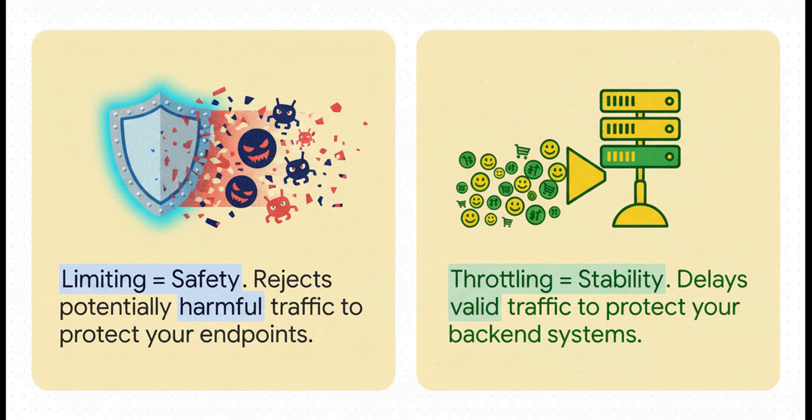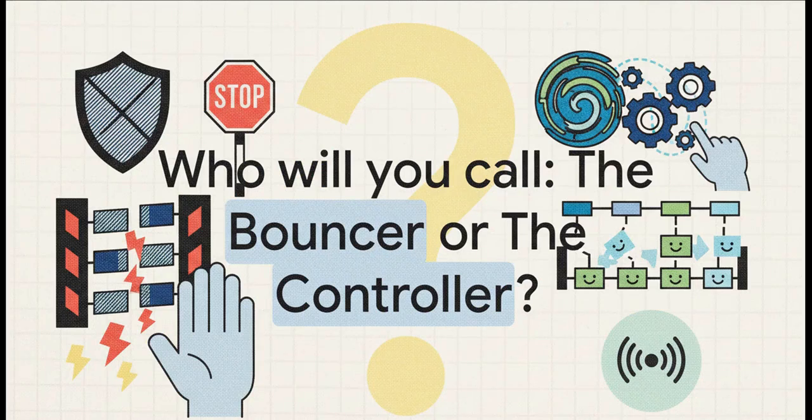And that little phrase also reminds you of the purpose. Limiting is for safety. It rejects the bad guys. Throttling is for stability. It delays the good guys to keep your systems from falling over. So there you have it. The next time you're designing a system and you know it's going to get hit with a ton of traffic, you'll know exactly what to ask. Is this traffic a potential threat, or is it a welcome flood of users? And you'll know which call to make. Are you calling in the bouncer or the traffic controller?